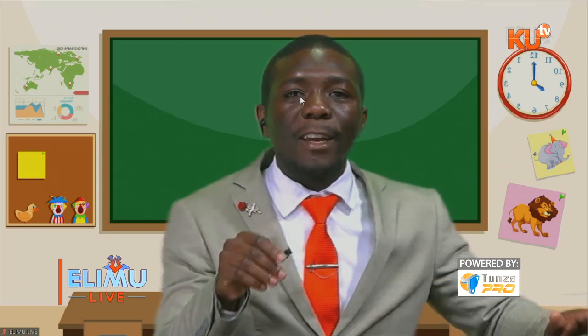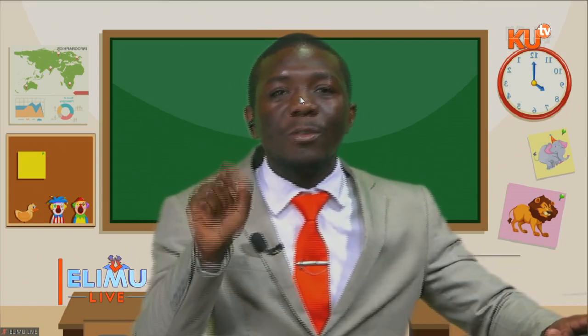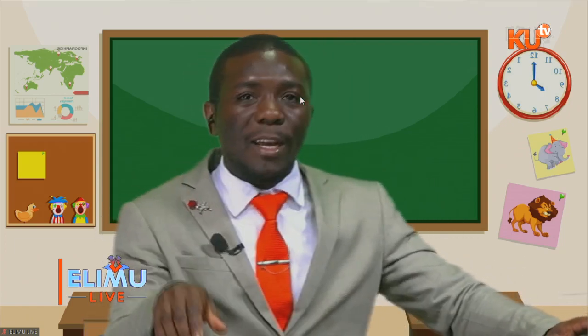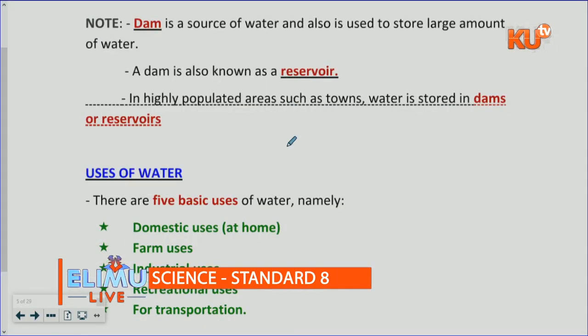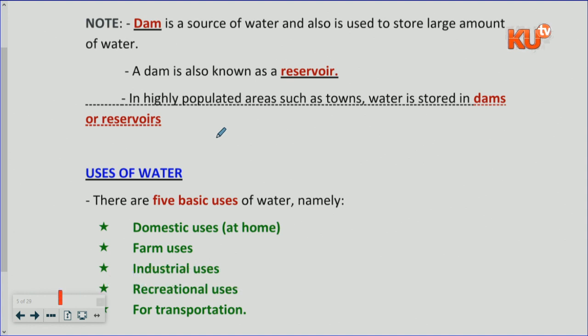You'll find a dam is the main method used to store water in large quantity. In highly populated areas such as towns, water is stored in dams or reservoirs. In Nakuru, we heard about a dam that collapsed. It was used to store water. In Nairobi, I've used an example about Ndakaini Dam, and those are the major towns.